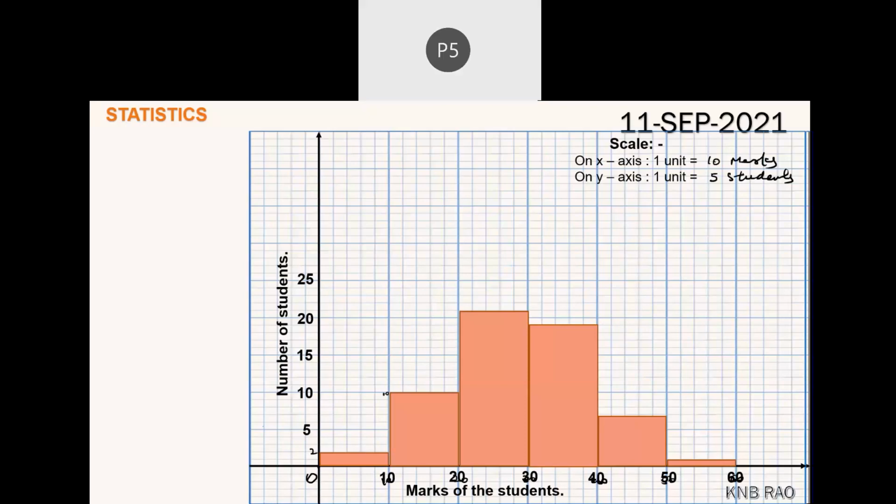Okay, the moment you draw histogram, compulsory you must write scale, what is taken on x-axis, what is taken on y-axis, and you must write title of the histogram, just like bar graph. Okay, title of the histogram also must be written. Now, last 5 minutes to end our session, and you will come to know what is frequency polygon.